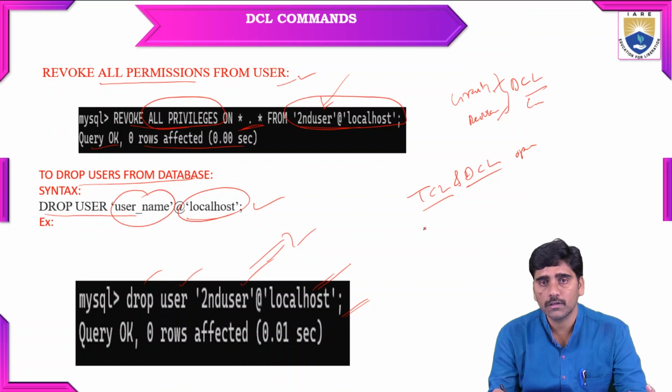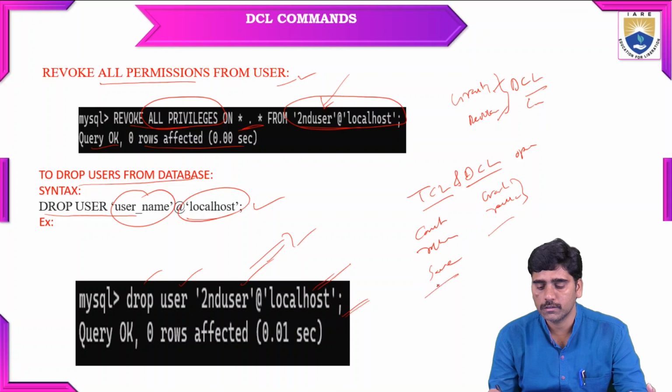So the main TCL operations are what? Commit, rollback, and save point. But for the DCL commands, what? Grant and revoke. So this is all done. TCL is all done after starting the transaction only. And this is done only after logging in as a user. So this is all about TCL and DCL commands in the database.